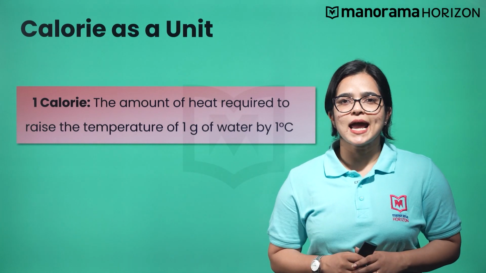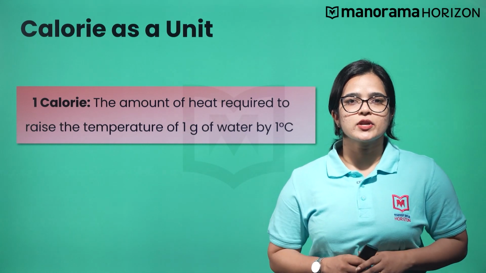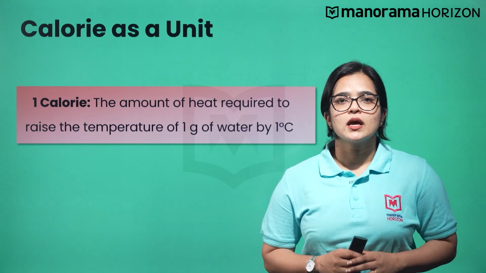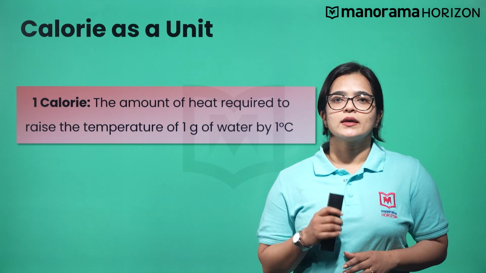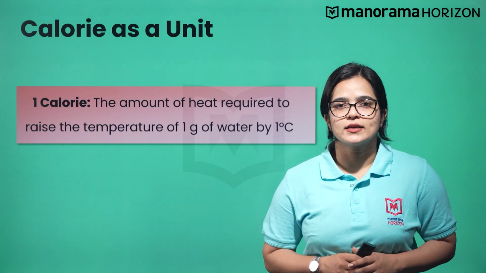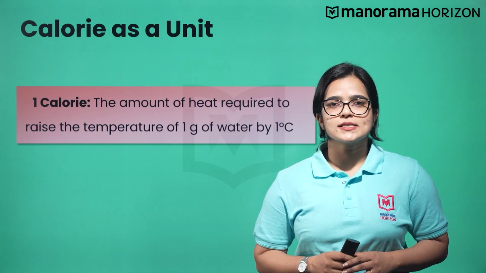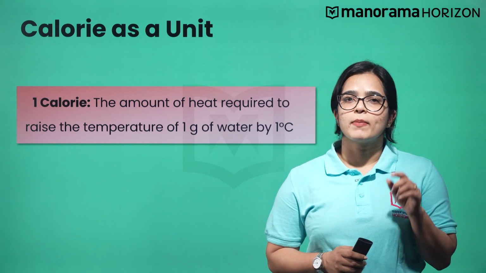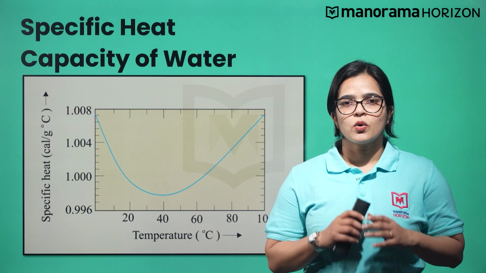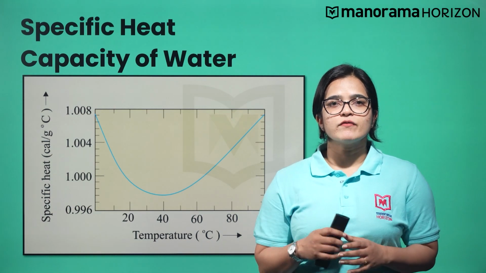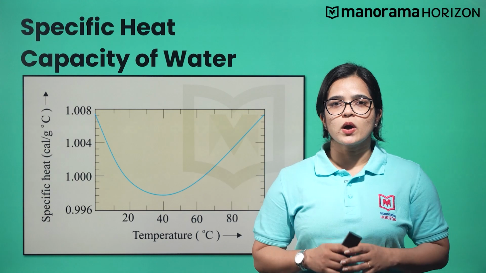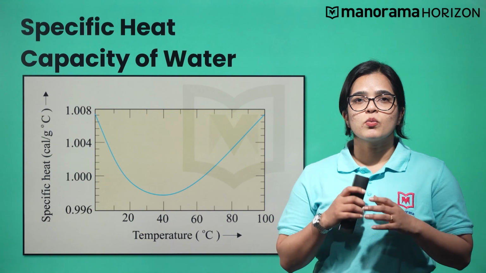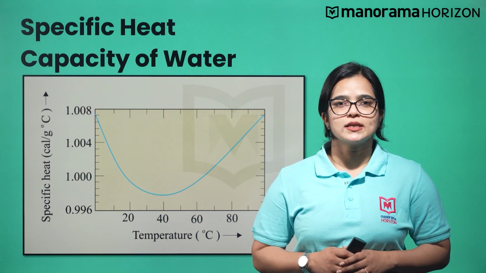But during the early 1800s, when the branch of calorimetry was in its developmental stage, a French physicist and chemist named Nicolas Clement introduced the term calorie as a unit of heat energy. 1 calorie is defined as the amount of heat required to raise the temperature of 1 gram of water by 1 degree Celsius. With the evolution of instruments that gave more accurate measurements, it was found that the heat required to increase the temperature of water by 1 degree varies with the change in the temperature.